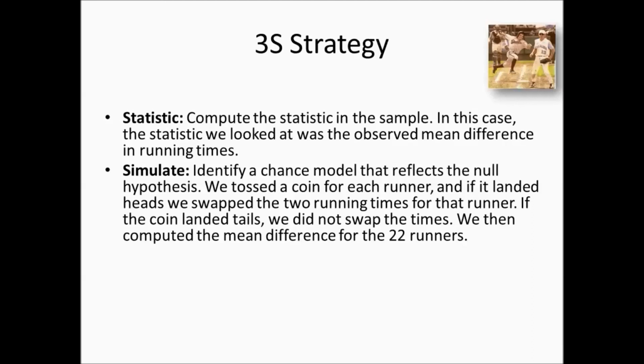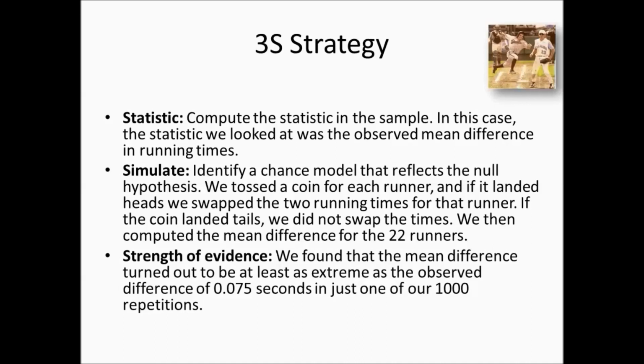Finally, we repeated this process 1,000 times, recording the simulated mean difference in running times each time, and thus obtaining a distribution of mean differences that could have happened if the null hypothesis was true. We found that the mean difference turned out to be at least as extreme as the observed difference of 0.075 seconds in just one of our 1,000 repetitions. This gave us a p-value of 0.001, which provided very strong evidence to say that the times for the narrow path and the wide path are different on average in the long run.